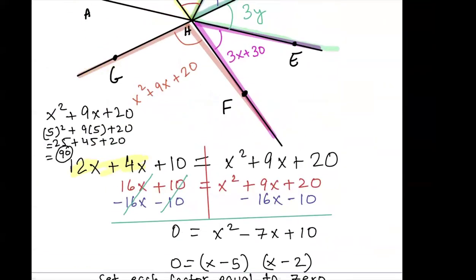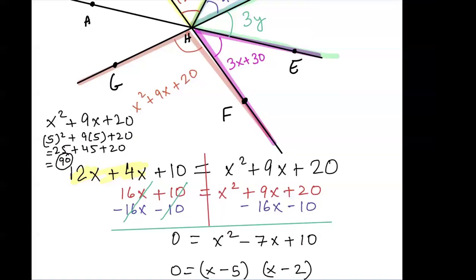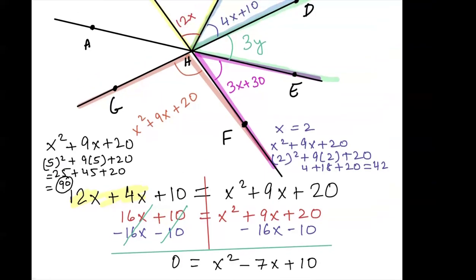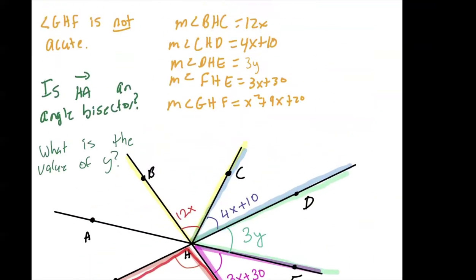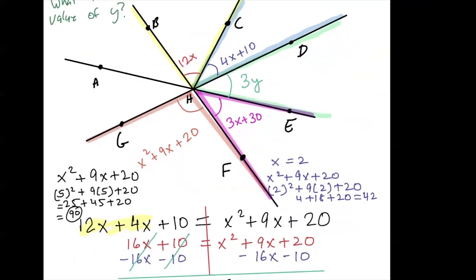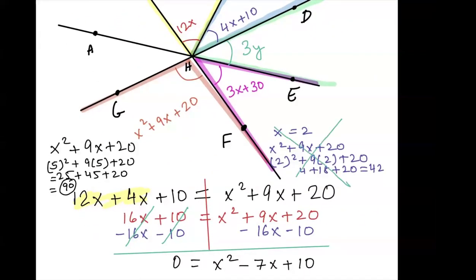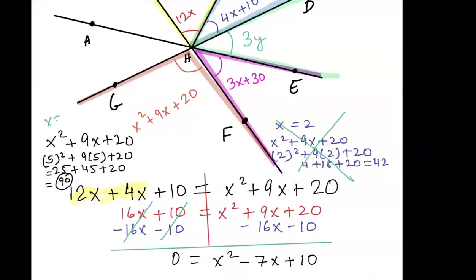However, I have to ensure. Let's plug in 2 also. I'll do it on this side. When x is 2, just to make sure I'm on the right track, I'll do quick math: 4 plus 18 plus 20 is 42. This angle measurement is 42, which is not possible because we were told this angle is not acute. That means it has to be 90 or greater. So x equals 2 cannot be my answer. x equals 5 is my answer.